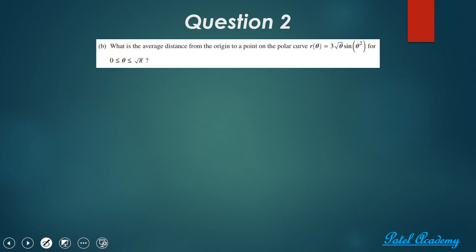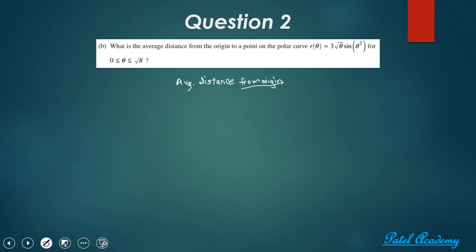So what is the average distance from the origin to a point on the polar curve given before for that range? So keep in mind once again that we want to find the average distance. Now what's important here is that it's from the origin. Now, why is that important? Because one of the big mistakes that people made was on this specific question, they tried to do the average value of the arc length and not of the distance from the origin.